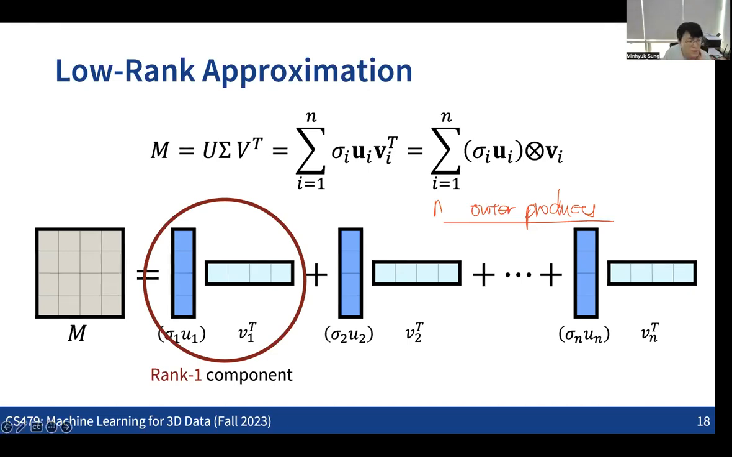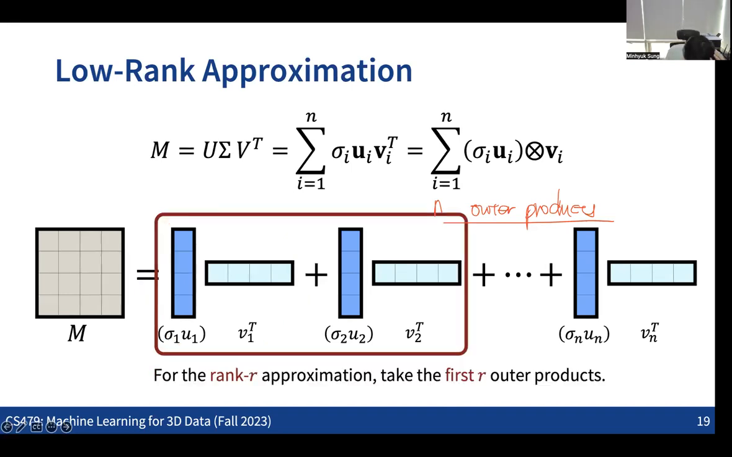Without the proof, we can briefly see that once we get this SVD decomposition, after having the N outer products, we can take the first R pairs of vectors, that is, the rank-1 components. This becomes the best approximation of the given matrix with a rank R matrix. This is quite simple, right?